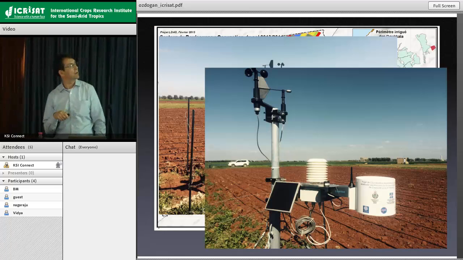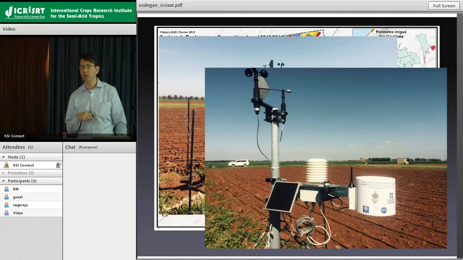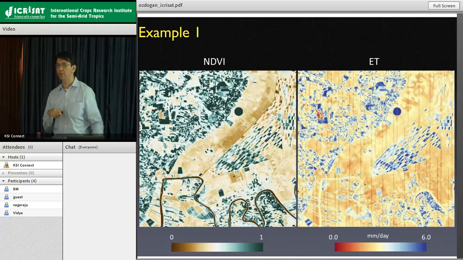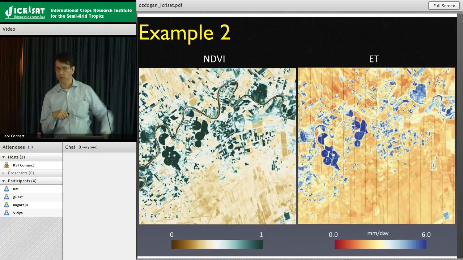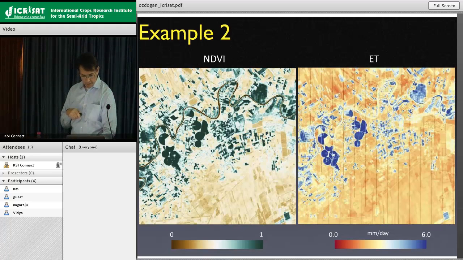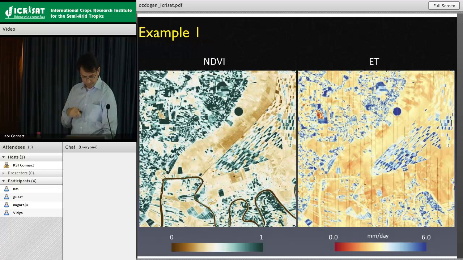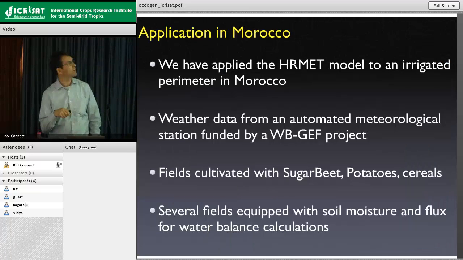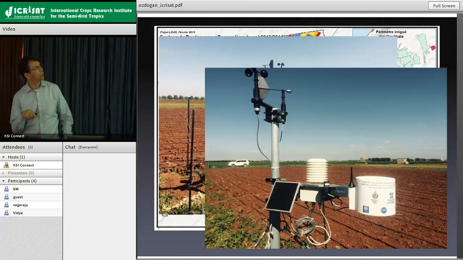This is what that irrigated perimeter looks like. Individual fields are individual crop types. Those are all field mapped, not from remote sensing. Those are the individual meteorological stations. So here's an example of one corner of the Douala region.